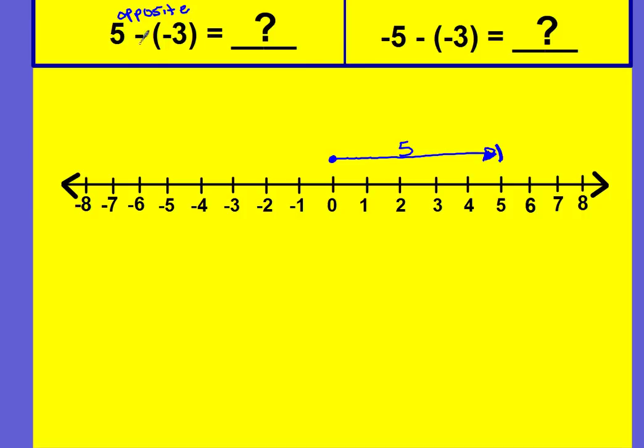And now I want to combine it with the opposite of -3. And what is the opposite of a -3? A +3. And positive still continues to the right, so we can stay on our same line and go 1, 2, 3 more units to the right. So I'm going to stop right there, draw my arrow line, and this is my opposite of a -3. And I ended up stopping at 8. So 5 minus a -3 equals 8.